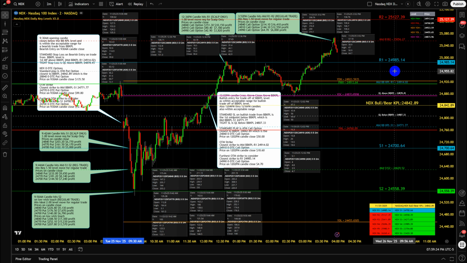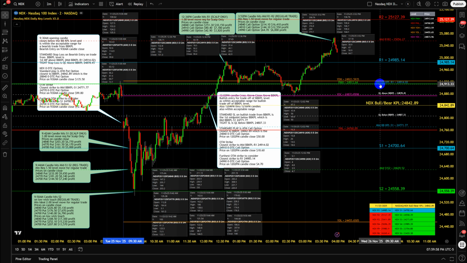So if you were instead taking a bullish or bearish trade off of R1, then you could turn on in the user control panel the QL levels above and below R1, or above and below R2 if you were taking a trade off of R2, or S1 if you were taking a trade off of S1, or S2 if you're taking a trade off S2, etc.